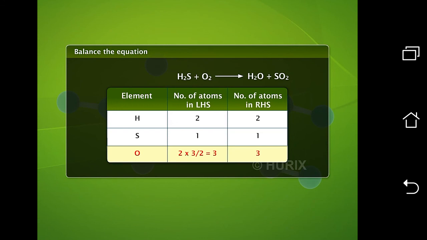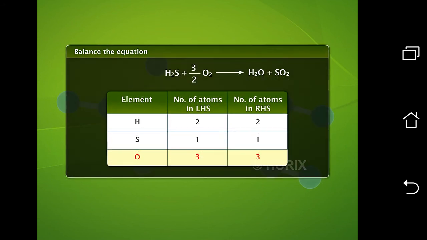We can equalize the number of oxygen atoms by multiplying the coefficient of oxygen on the right-hand side by a fraction, 3/2. Let us write down the molar coefficient in the equation. To obtain a whole number, we can multiply the whole of the equation by 2. Now, we have the balanced equation.